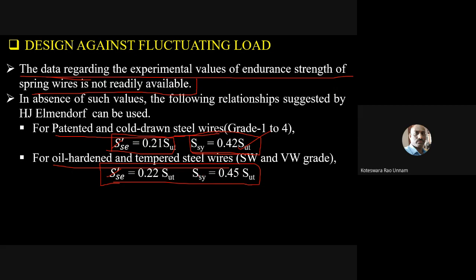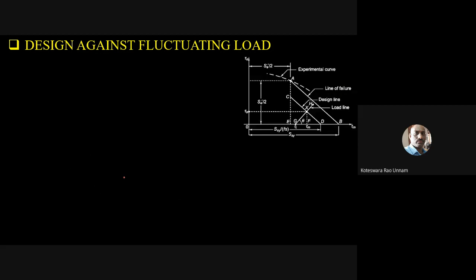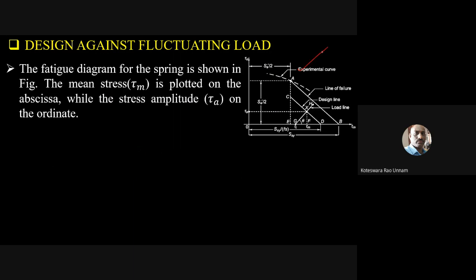Now if I know this, then I can use these equations in the failure criteria. For that, I need to construct the failure equation or failure line, where SUT is the ultimate tensile strength. This SUT for these materials you will get from the data book, or maybe in the problem data itself. Sometimes they may give this SUT value.